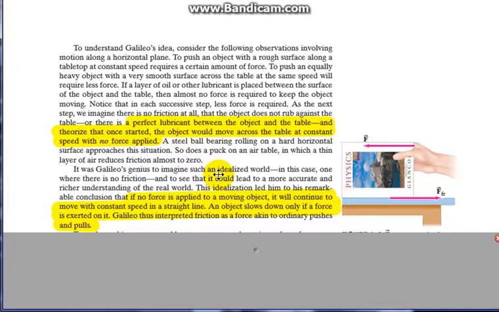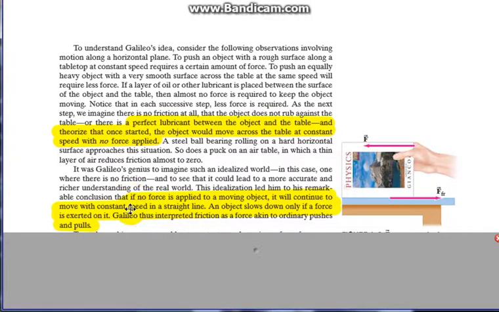If we're looking at a lack of air, a vacuum area, if you throw a ball, it would continue on forever. It was Galileo's genius to imagine such an idealized world, in this case one where there is no friction, and to see that it could lead to a more accurate and richer understanding of the real world. This idealization led him to his remarkable conclusion that if no force is applied to a moving object, it'll continue to move at a constant speed in a straight line.